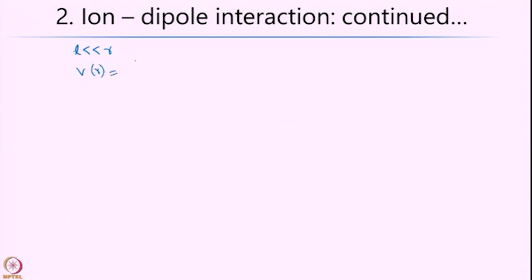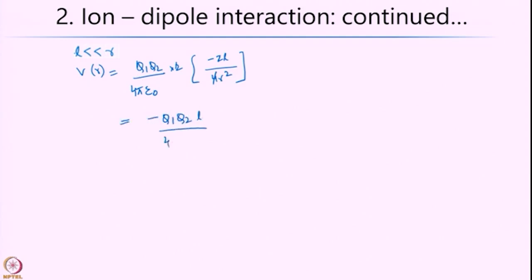So now what we would be left with is that V of R is equal to Q1 Q2 divided by 4 pi epsilon naught, and we had a factor of 2 and we had minus 2L divided by 4 R square, right. So then the 4 and 4 get cancelled, and one can write this simply as minus Q1 Q2 L divided by 4 pi epsilon naught R square.